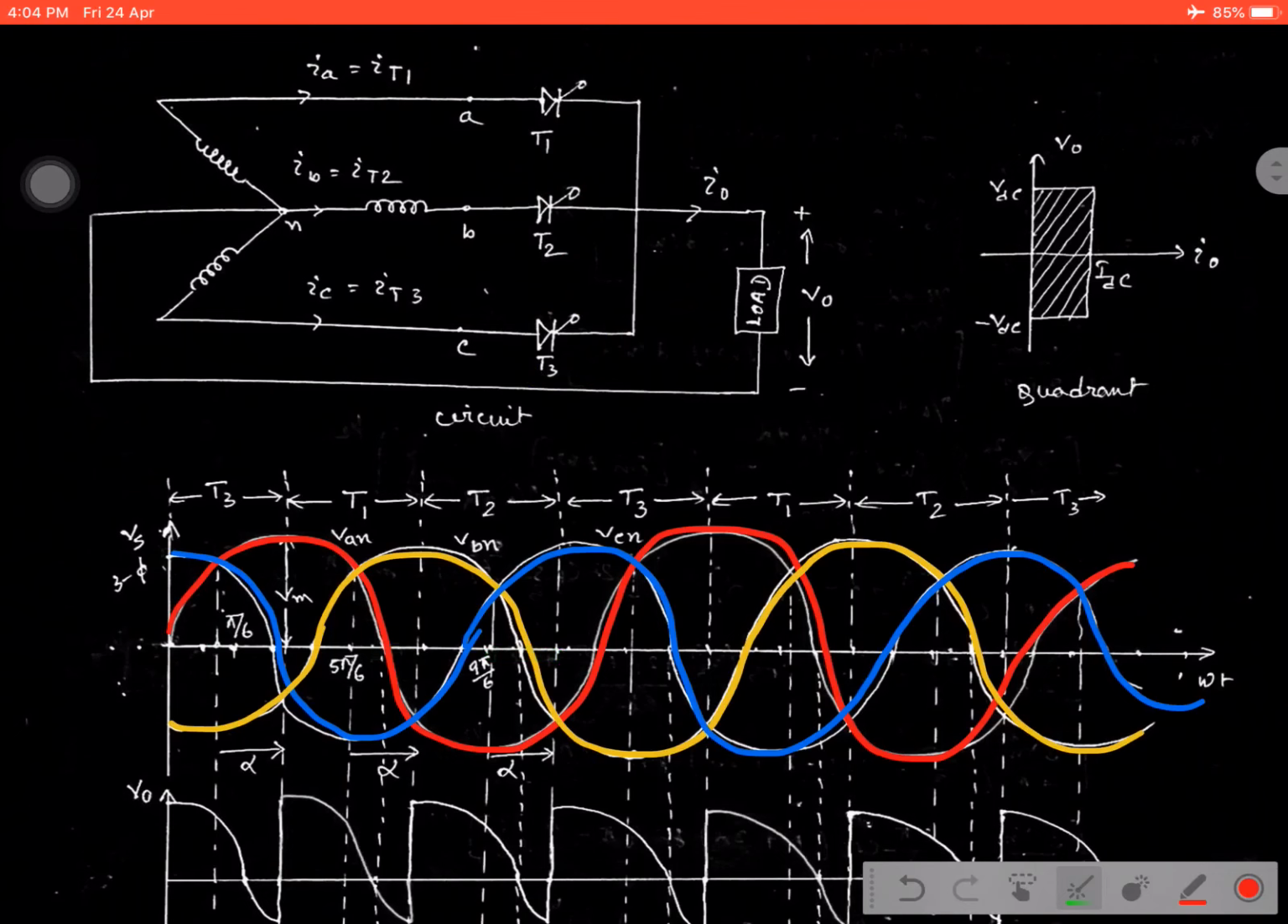Once phase AN is greater than phase CN, we can trigger T1. After crossing 5 pi by 6, phase B will be greater than the other phases, then we can apply the triggering pulse to T2. And after crossing 9 pi by 6, obviously phase C will be greater than the other two phases, then we can apply the triggering pulse to switch T3. That is why we apply the triggering pulse for T1 here, for T2 here, and for T3 here. So this is the actual selection of the firing angle.